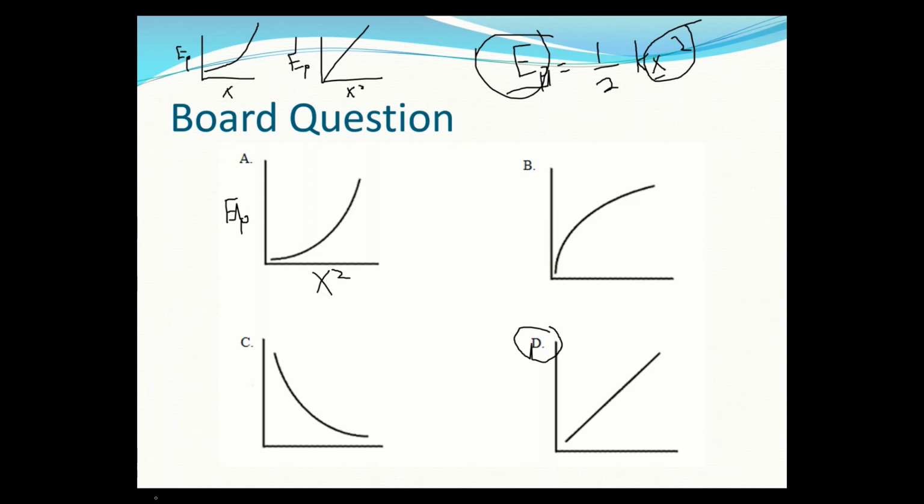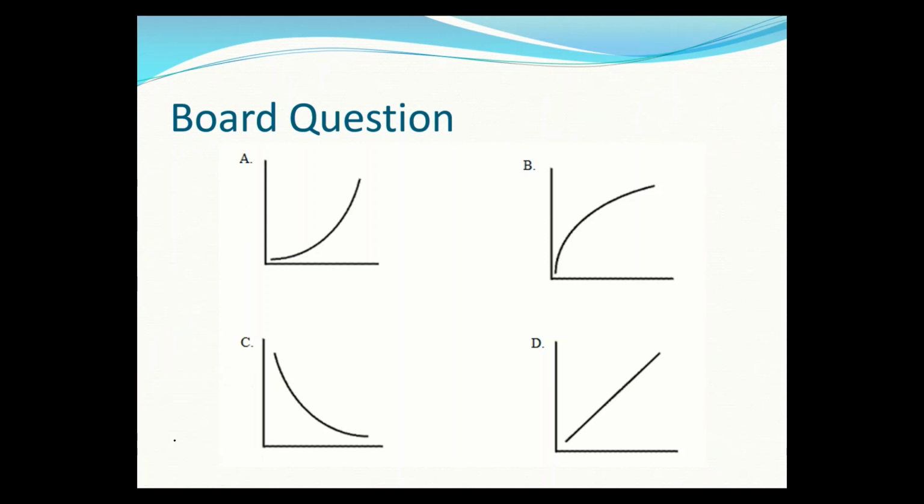Let's do one more. Okay, so I'll do one more example. Let's do the formula AC is equal to 4 pi squared R all over T squared, and let's do AC versus T. What would that look like? Okay, pause the video.